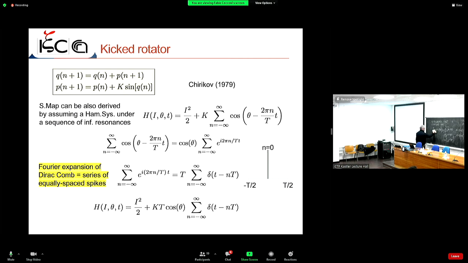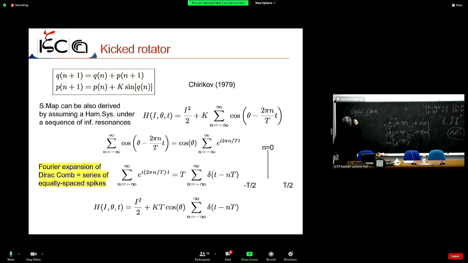The Dirac comb is nothing but this sum. I'll call it Dirac delta of period T, and it is nothing but the sum from minus infinity to infinity over n of delta(t plus or minus nT). Okay? This is a periodic function, of course.